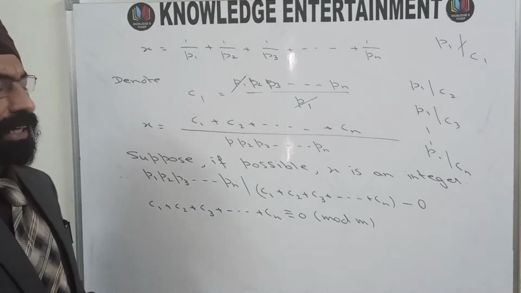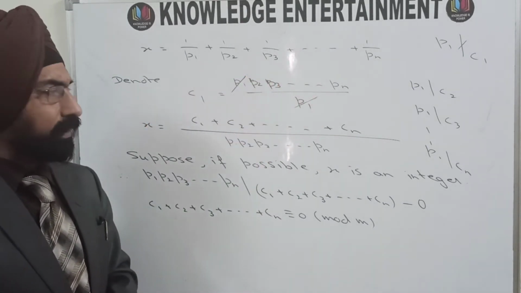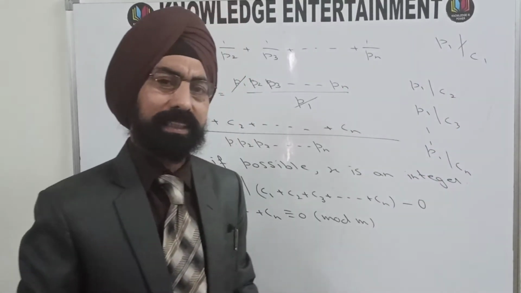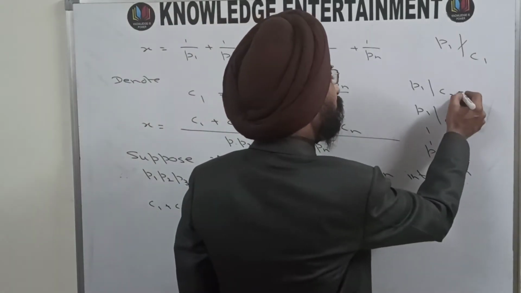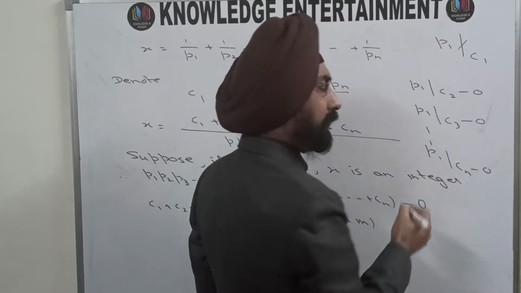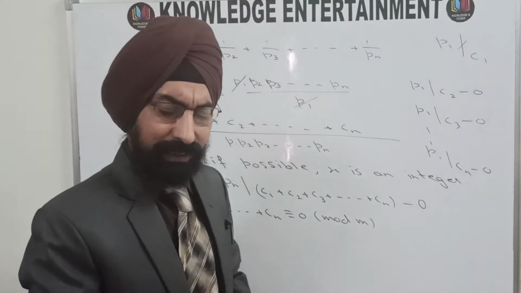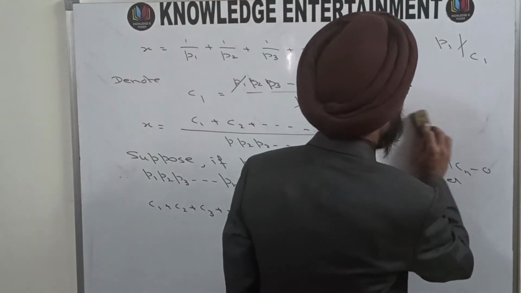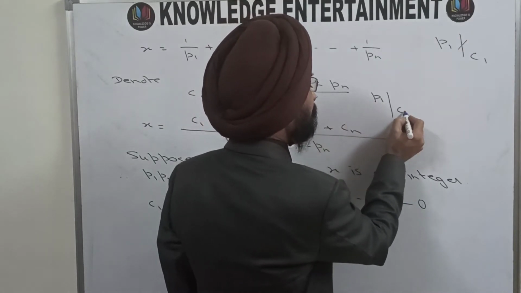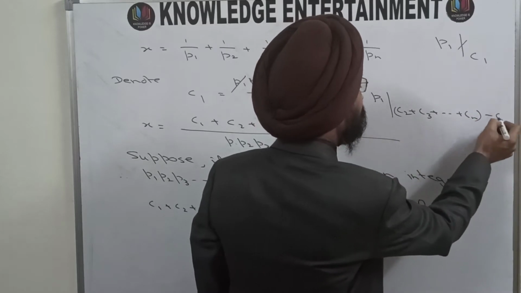P1 will not be there, and since P1 is prime, it cannot divide the product of other primes. So P1 does not divide C1, whereas P1 divides C2, P1 divides C3, P1 divides Cn. So here you can say P1 divides C2 minus 0, C3 minus 0, Cn minus 0, and adding all these up, you will get that P1 divides C2 plus C3 plus and so on Cn minus 0.